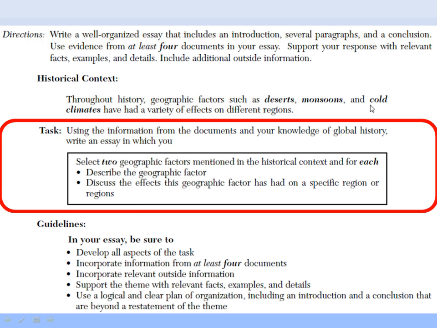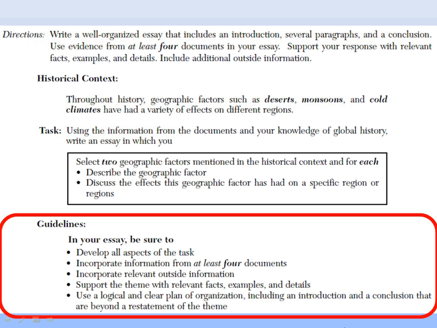And if you look up here, there are 3 geographic features given in the historical context. Deserts, monsoons, cold climates. And it tells you you have to use 2 of them, and for each of those 2, you have to describe and discuss what it says. Every DBQ essay will have guidelines at the bottom. And the guidelines here say, in your essay, be sure to develop all aspects of the task. Incorporate information from at least 4 documents. It is telling you that twice.